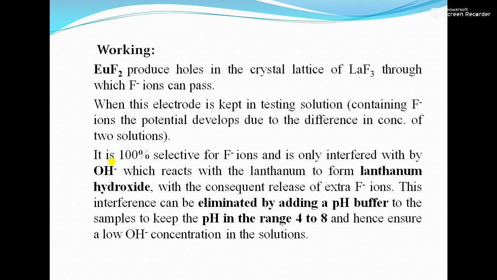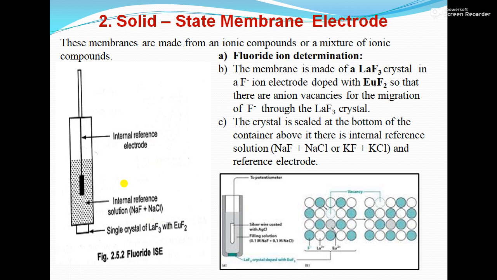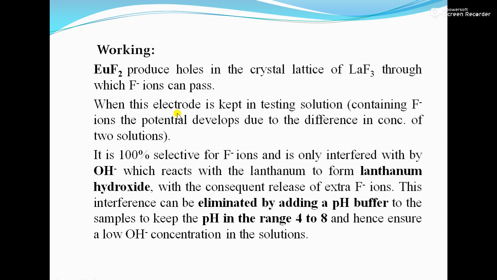So you can see the working. Europium fluoride produces holes in the crystal lattice of lanthanum fluoride through which fluoride ion can pass. So that means this will be creating holes like this one and fluoride minus ion can move from it. When this electrode is kept in testing solution containing fluoride minus ion, the potential develops due to the differences in the concentration of two solutions.